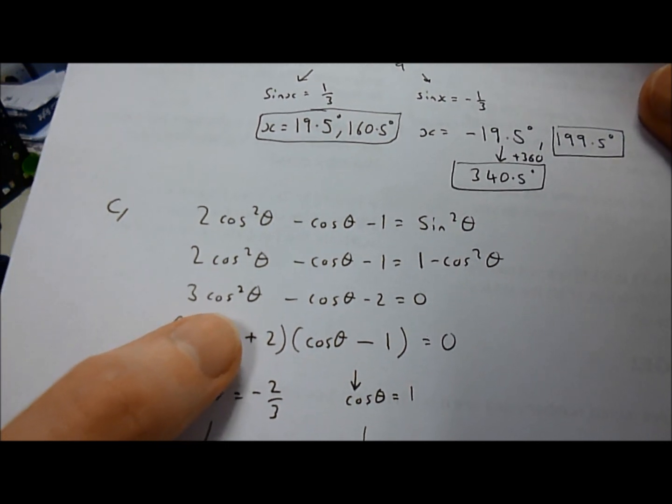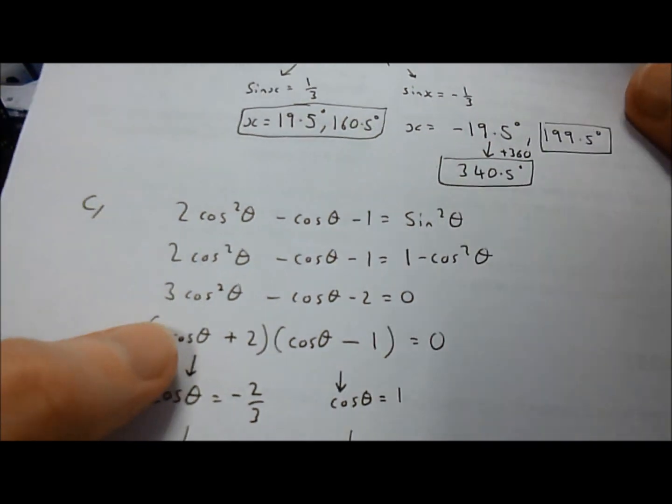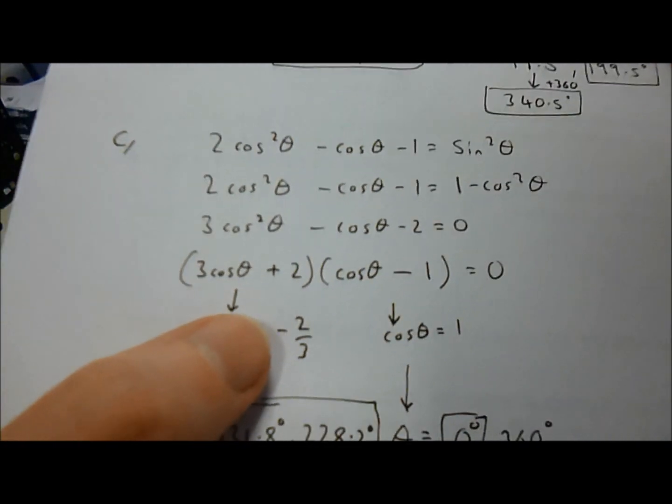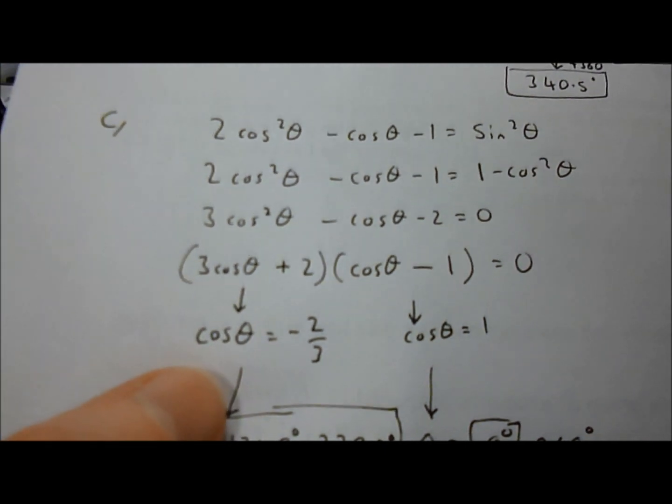Now you could go and replace this with 3y squared minus y minus 2 equals 0. Some people like to do that, but I just went straight into the factorisation. I've practiced these for ages, so I'm pretty good at them, but you can do that switch if you need to.